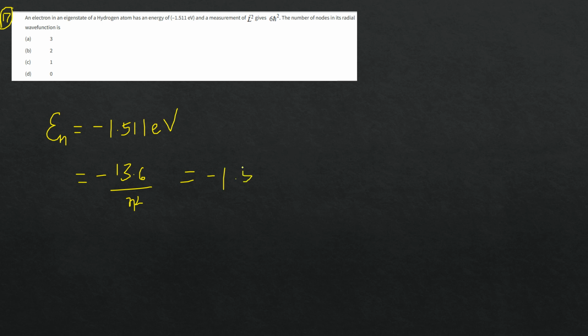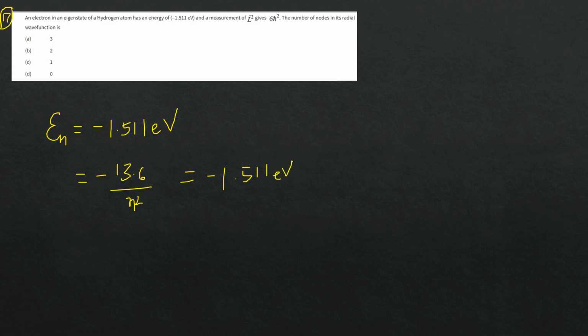Question number 17. An electron in an eigenstate of the hydrogen atom has an energy this much and angular momentum this much. What is the number of nodes in its radial wave function? The energy of the n state is given: En is equal to minus 1.511. If you can calculate the n value from here, the formula is, this is a very simple question, minus 13.6 divided by n square times Z square. This is a hydrogen atom, so Z is 1, equal to minus 1.511 eV.